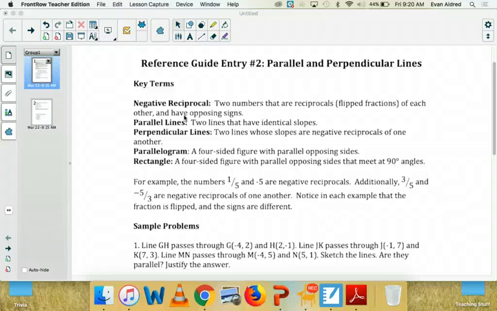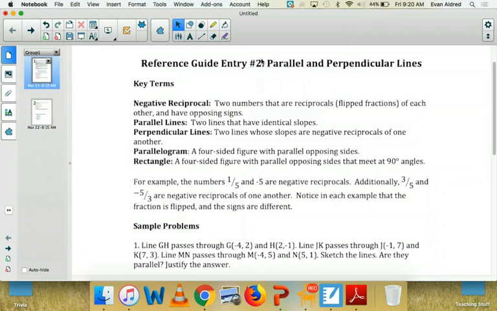This reference guide is the second reference guide of the 6th unit, and it deals with parallel and perpendicular lines. At the top of the reference guide, you'll notice there are 5 definitions. Each of these definitions is pivotal when trying to understand the questions that correspond to them. So let's go through the definitions, and then we'll look at some problems together.